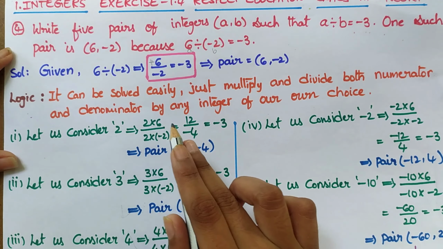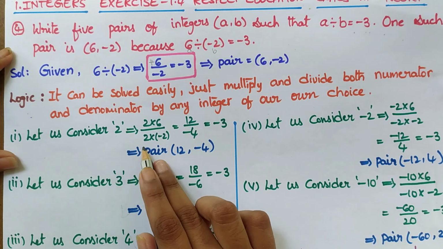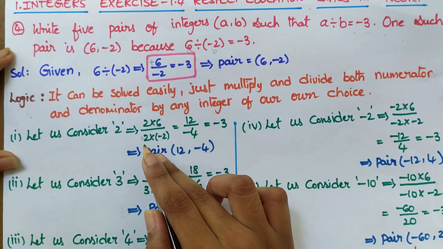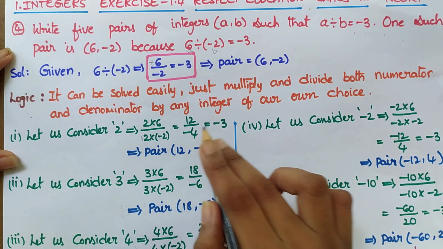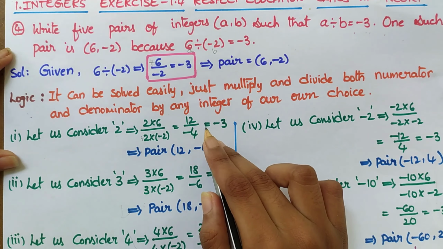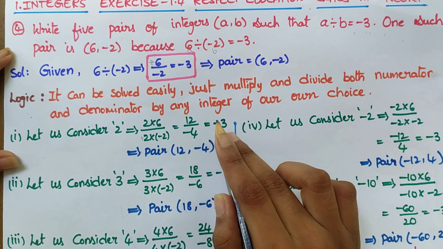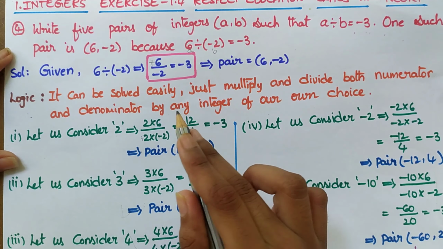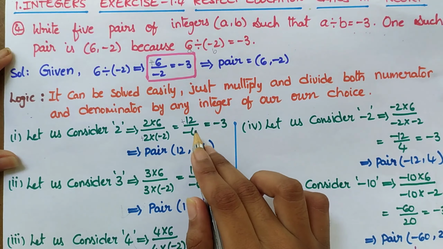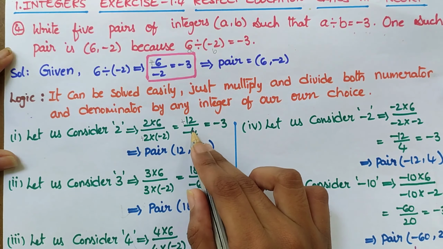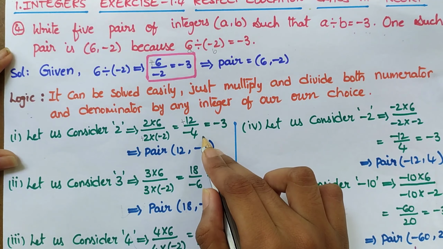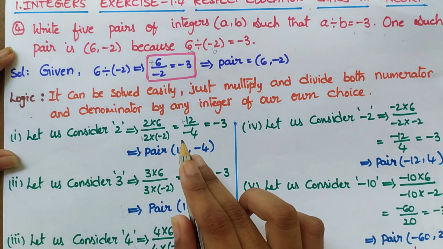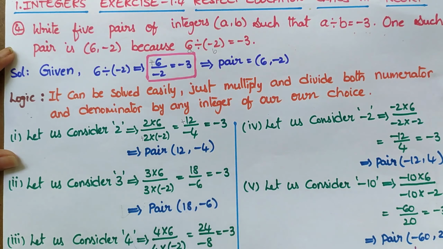What is 2 into 6? It is 12 by 2 into minus 2. 2 can be written as plus 2, so plus into minus is minus. 2 twos are 4. So 12 by minus 4, which is nothing but minus 3, because before 12 there is an invisible plus. So 12 can be written as plus 12 by minus 4. Plus by minus is minus, 4 ones are 4, 4 threes are 12. So it is minus 3. Therefore the pair is 12 comma minus 4.